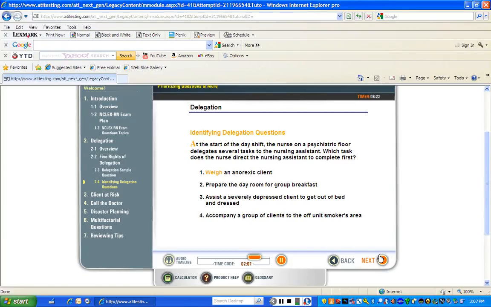Because we have 4 potential answers that look at physiological needs, we need to make a choice that has the nurse delegating the right task and the right circumstance. Since the case scenario indicates that this is the first thing in the morning, and we know that the anorexic client's weight must be obtained on arising to be accurate, we go with what we know and choose choice 1. Weigh an anorexic client as the correct answer.